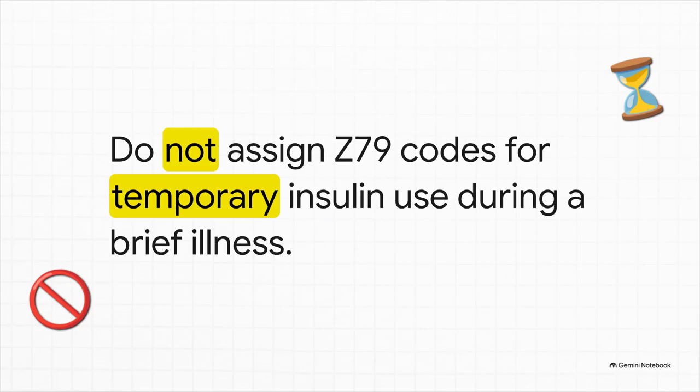So the crucial point to remember here, right before we wrap up, is the exclusion rule. You must never ever assign these Z79 long-term status codes for temporary insulin use. Let's say a patient is given insulin temporarily to bring down their blood sugar during a brief illness, or maybe during a surgical encounter. That doesn't qualify. The Z79 category is strictly and exclusively reserved for routine, long-term medication use. Assigning it for a temporary spike in the hospital, that's going to fail an audit every single time, for sure.